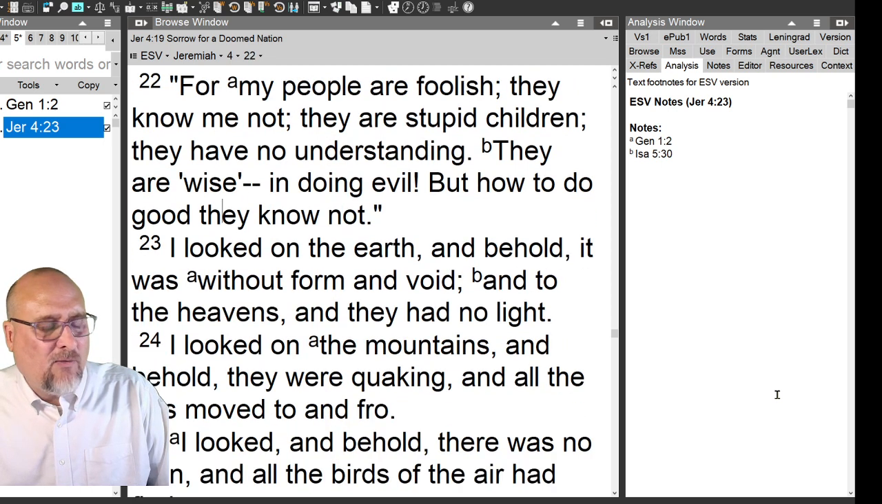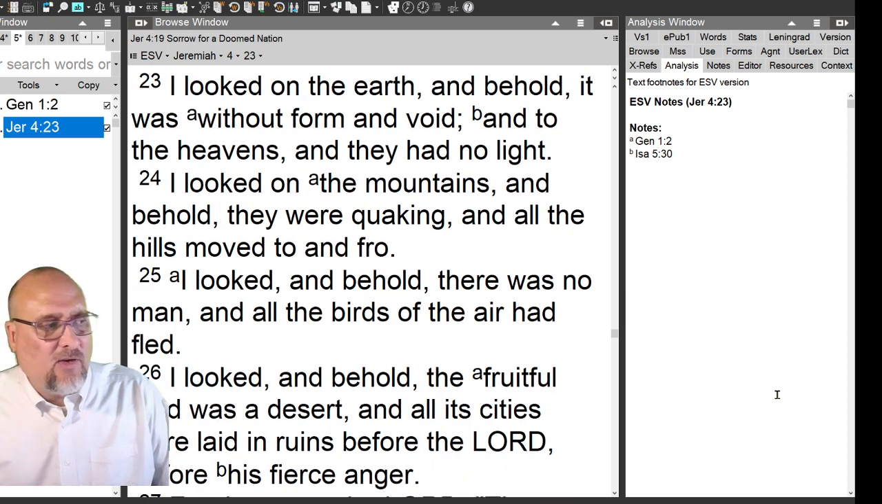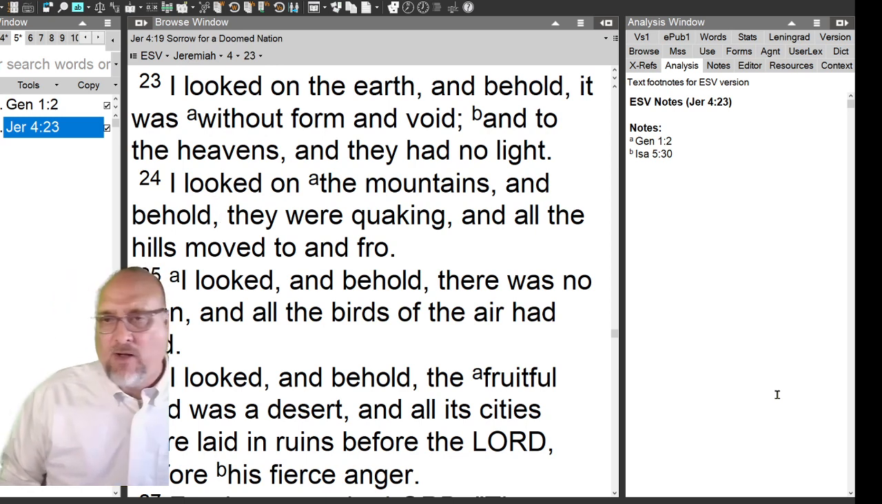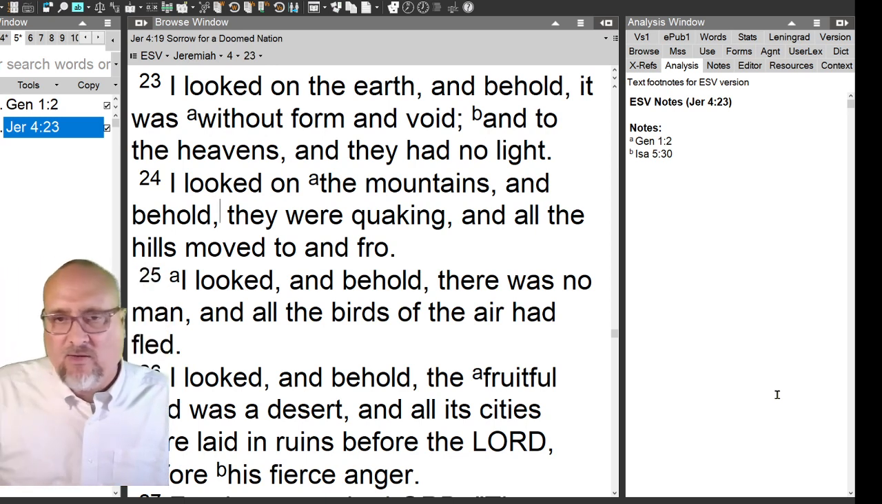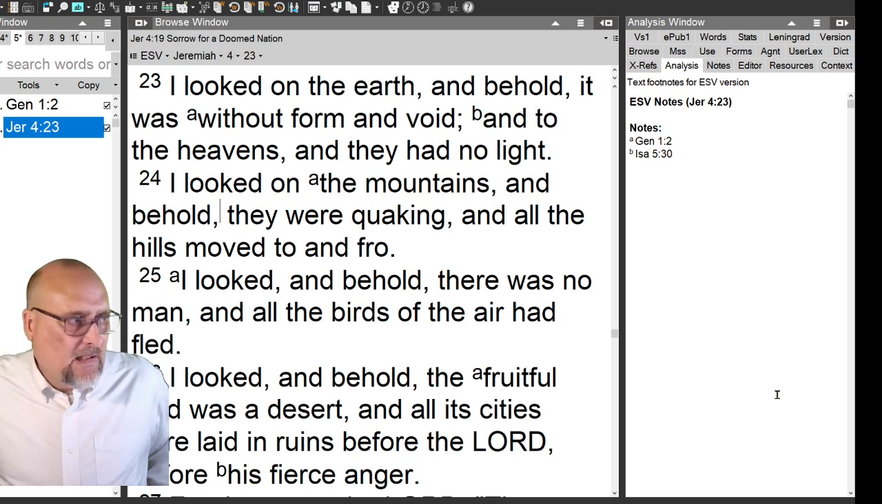For my people are foolish, they know me not. They are stupid children, they have no understanding, they are not wise. They are wise in doing evil, but how to do good they do not know. I looked to the earth, and behold, it was tohu vabohu. What is this talking about in Jeremiah?